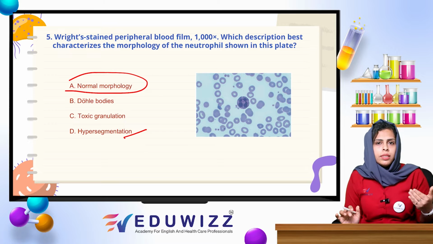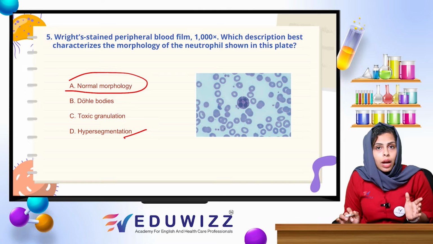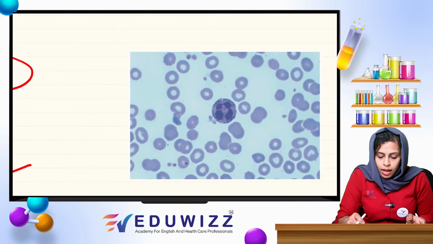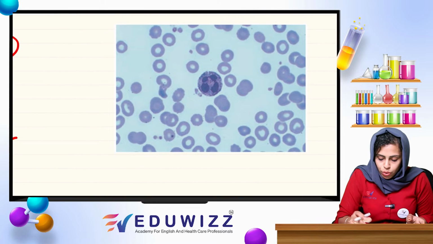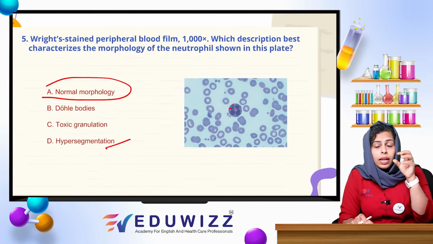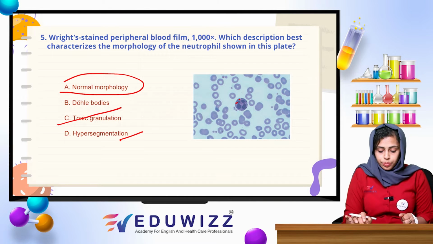Almost normal in some conditions, and it is not Döhle bodies. This is toxic granulation, because it is mainly showing azurophilic granules. You can see these azurophilic granules are very clumpy and very dark. So the answer is toxic granulation.